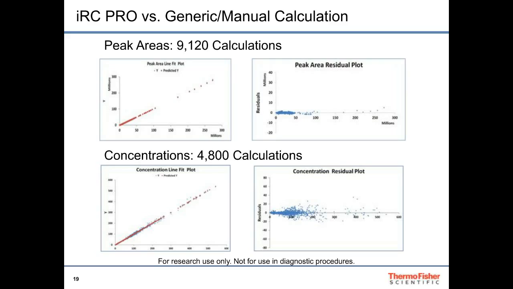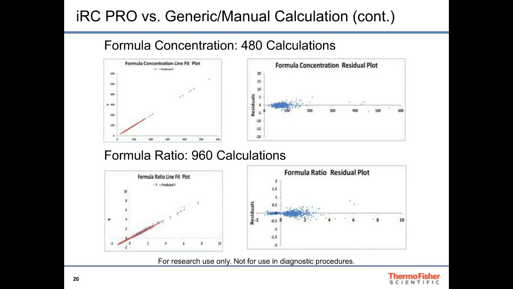We see excellent correlation of the IRC Pro results on the x-axis with the generic results on the y-axis. The residual plots for both peak areas and concentrations showed acceptable dispersions or variances. So the variations here are nice and tight. The formulas that were automatically done by IRC Pro were also validated by comparing those results to manual calculations done from spreadsheets, which typically take a lot of time and effort to do. Again, we get good correlations with acceptable dispersions or variances.